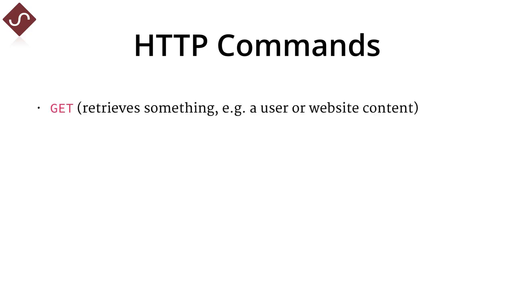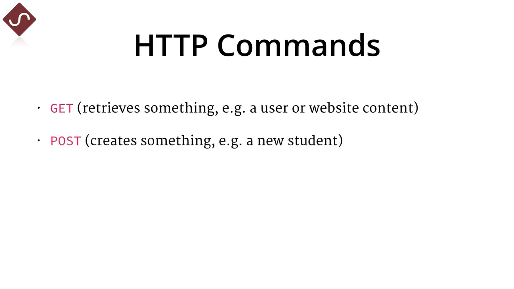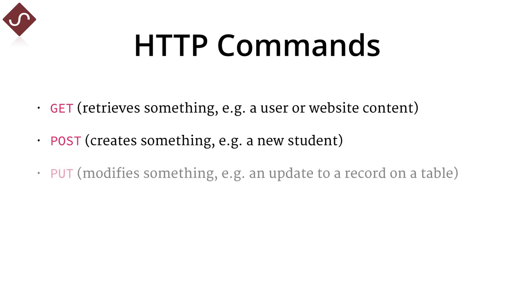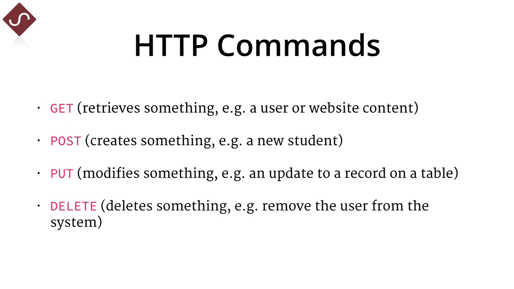So we've seen GET. When we send the API a request using the GET keyword, we're asking it to retrieve something. We can use POST, which we've seen, and that is used to tell the API to create something. But we can also use PUT, which is used to modify something, for example, to update a record on a table. You could change the user name, for example. And we've also got DELETE, which evidently deletes something from the database.